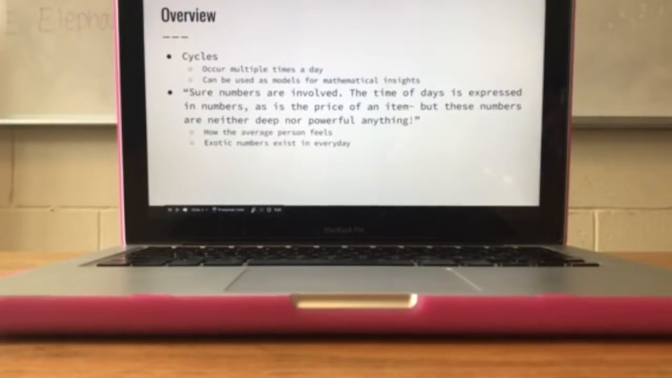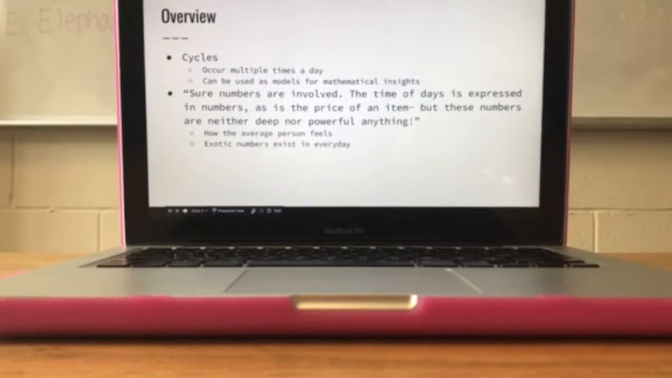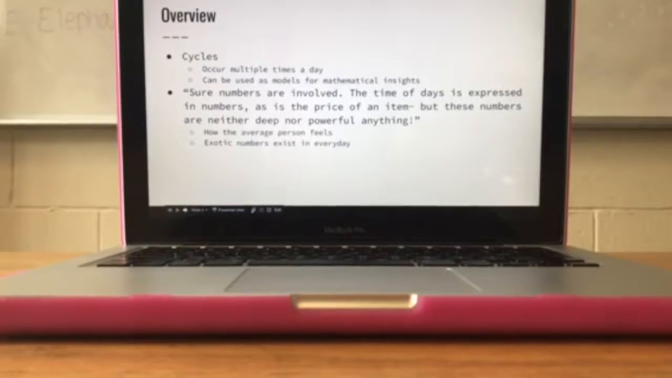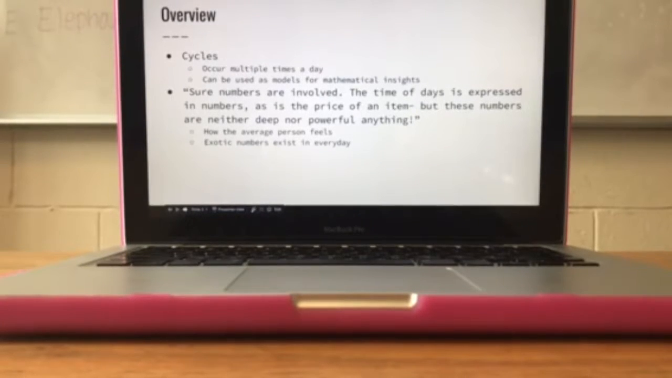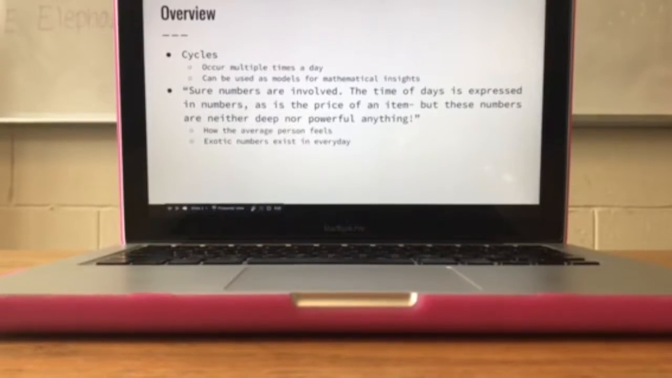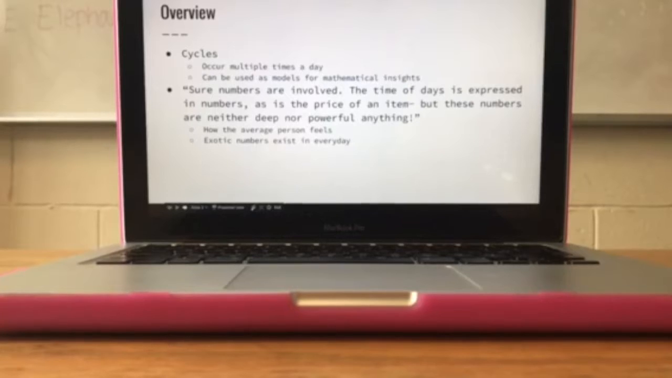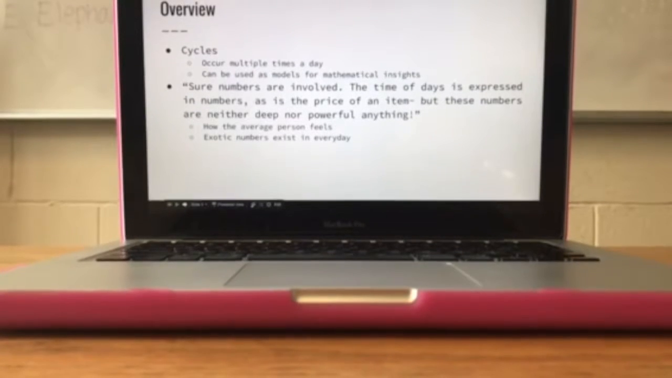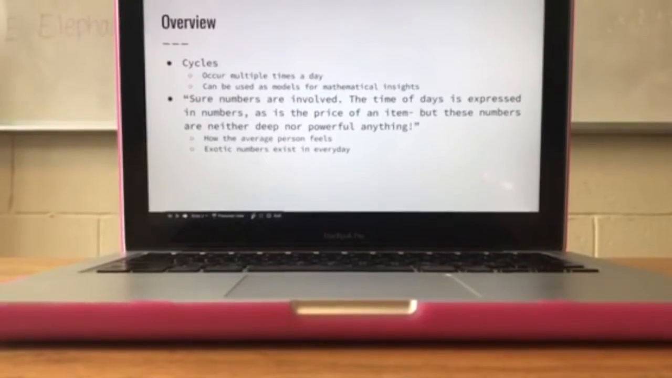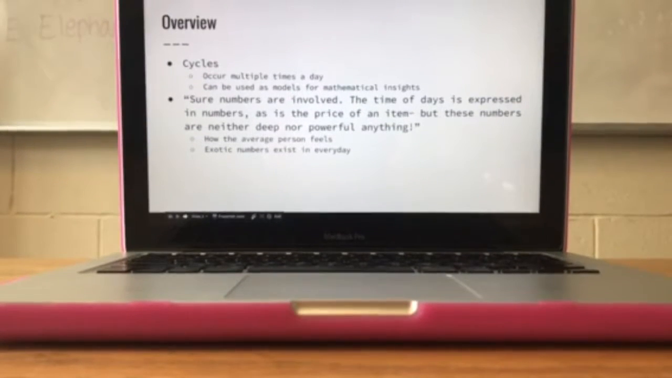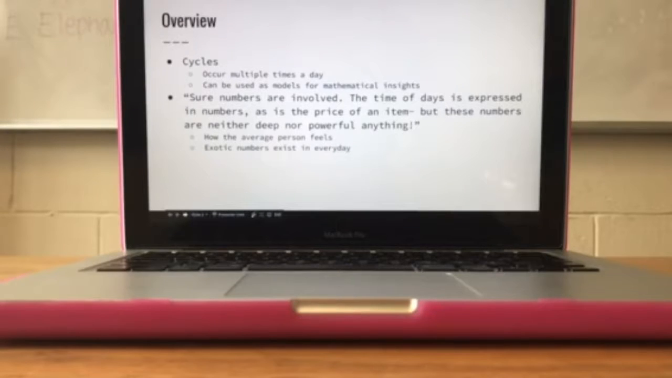So for an overview, we have cycles, and basically they occur multiple times in a day. For example, the seasons, the times on the clock, and birth and death, and they can be used as models for mathematical insights. So a quote seen in the book is, "Sure, numbers are involved. The time of day is expressed in numbers, as is the price of an item, but these numbers are neither deep nor powerful. This is how the average person feels on a day-to-day, and exotic numbers exist in every day. Little do they know."